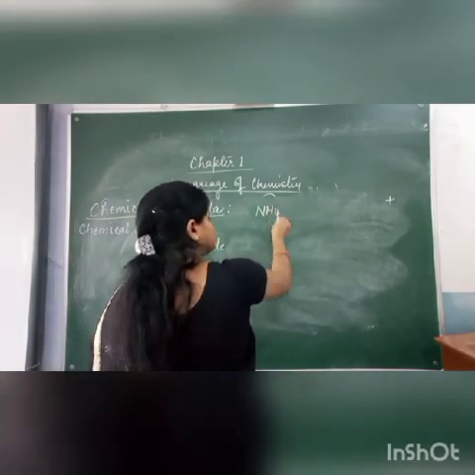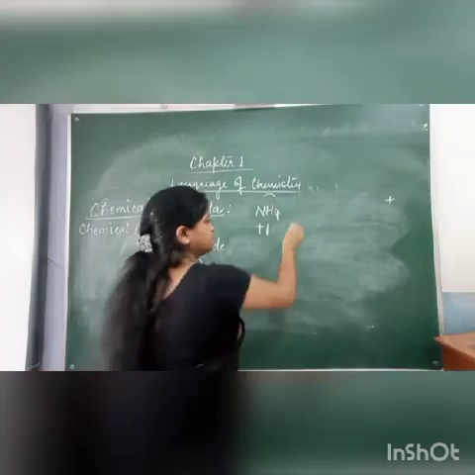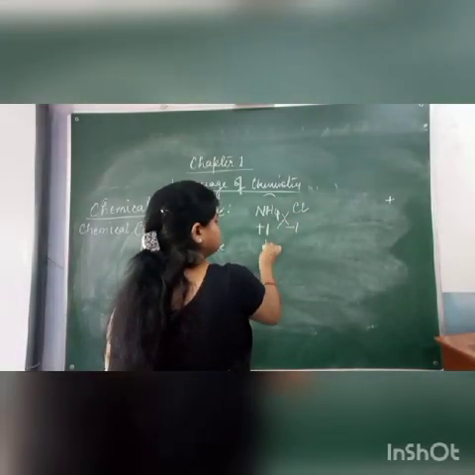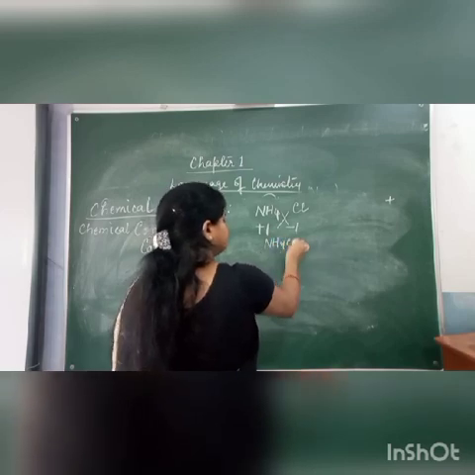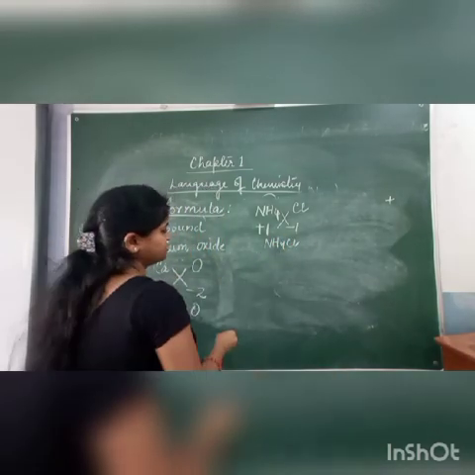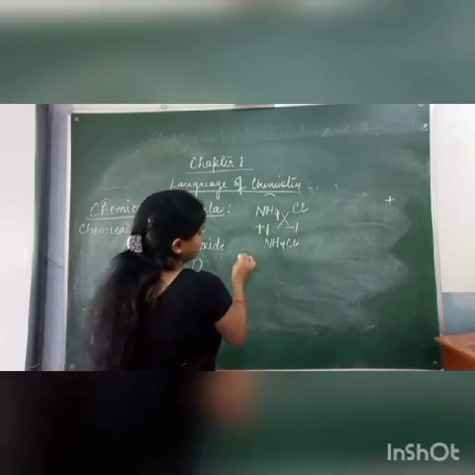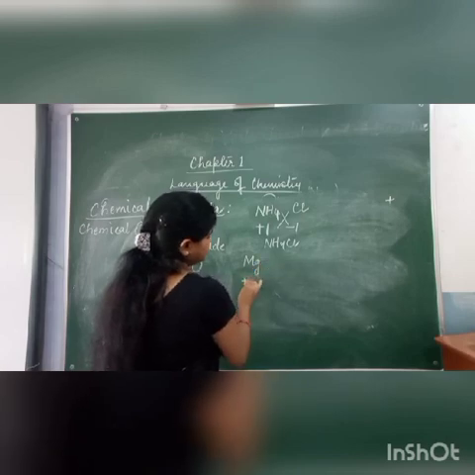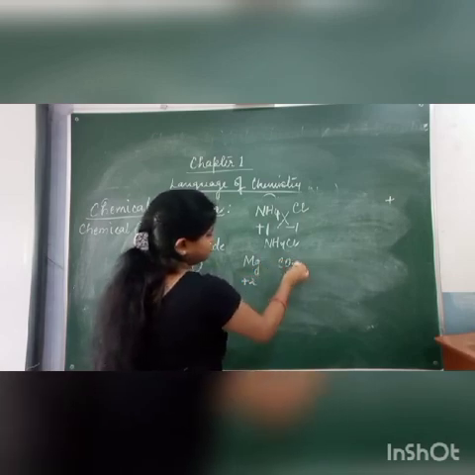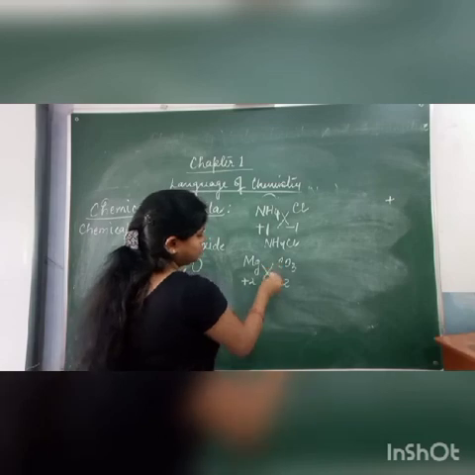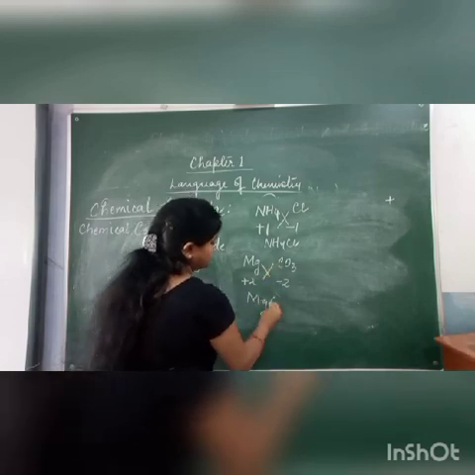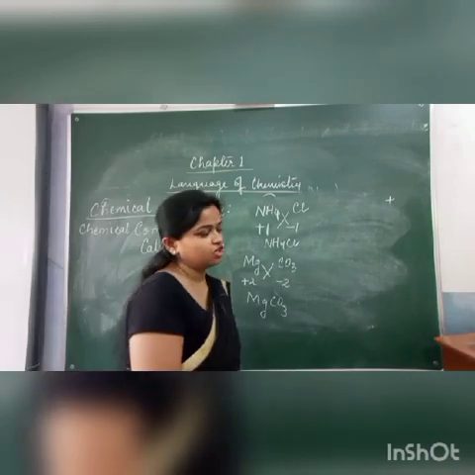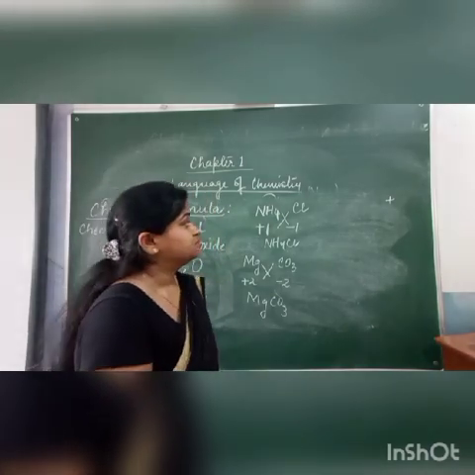Next example, ammonium chloride. Symbol of ammonium is NH4, +1. Chloride is Cl, -1. If both the numbers are the same, they cancel out. But if you write the formula of magnesium carbonate, Mg is +2. Carbonate is CO3, -2. Cross multiplication. MgCO3.